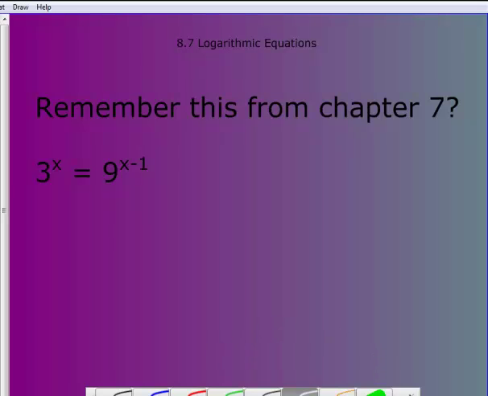Okay, we're going to go on with solving some logarithmic equations. So first let's take a brief history back into Chapter 7 and look at this question, which would have been on your test. First thing you would realize is that the bases must be alike.